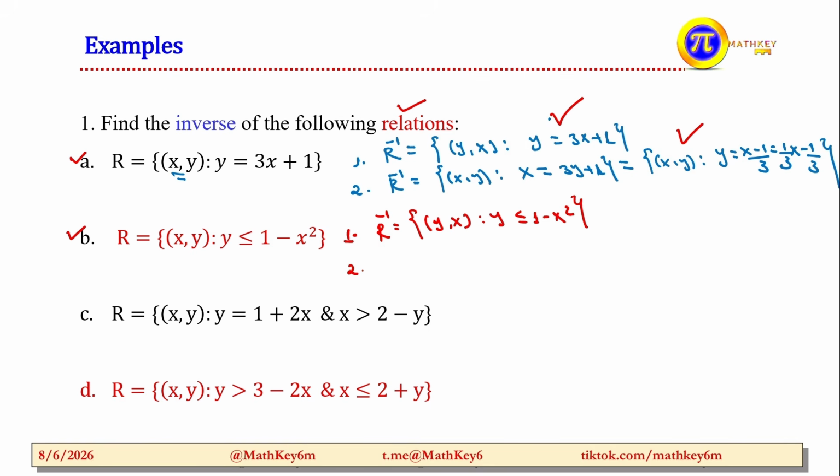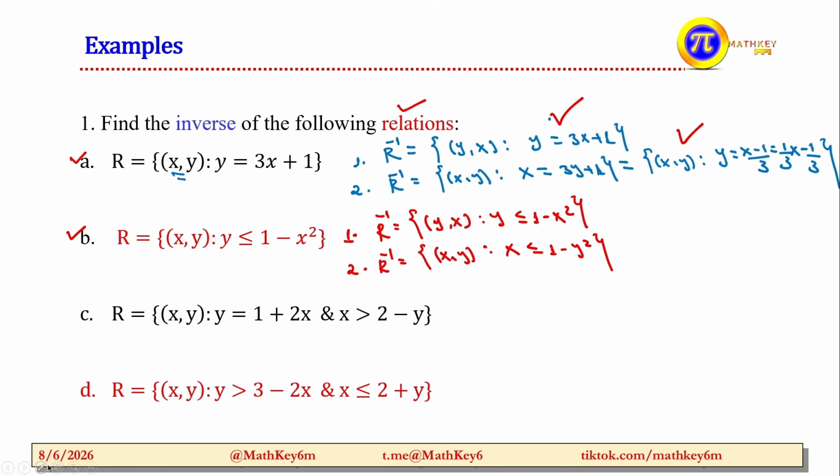The second option, R inverse equals, take the order of x and y. Here we have the same, that is x comma y as R. In this case, we interchange the variables, y with x and x with y. This implies x is less than or equal to 1 minus y squared.